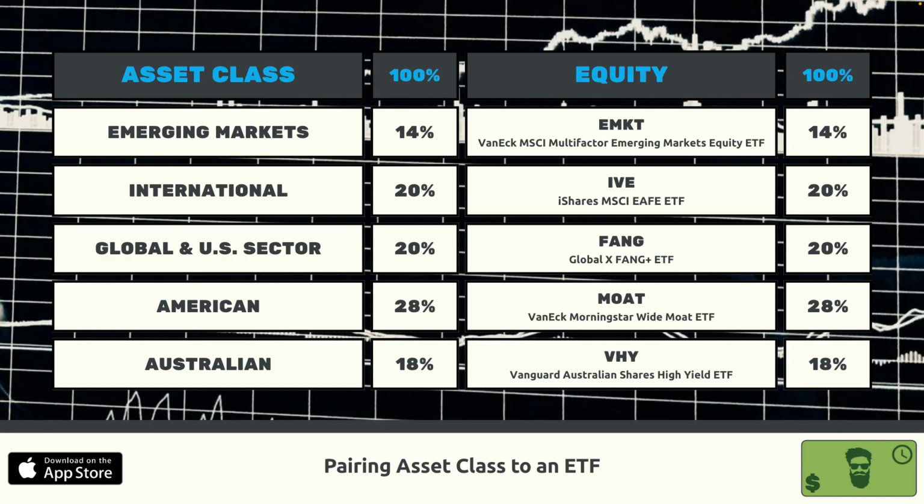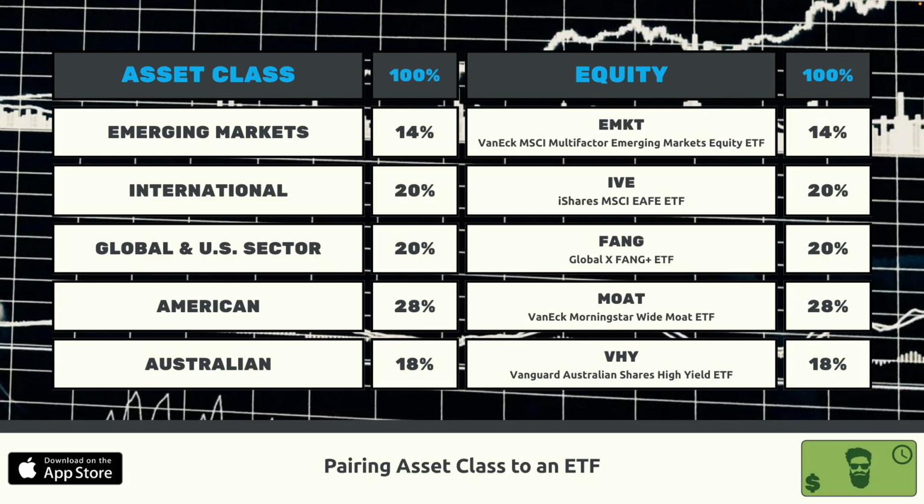So the hardest thing to figure out is your asset allocation. How much do you put in each asset class? When you put all the data from the Australian ETFs and all the historical data together, this is what I came up with. 14% of your money should be in emerging markets, 20% in international, 20% in global and US sector, 28% in American equities, and 18% in Australian.